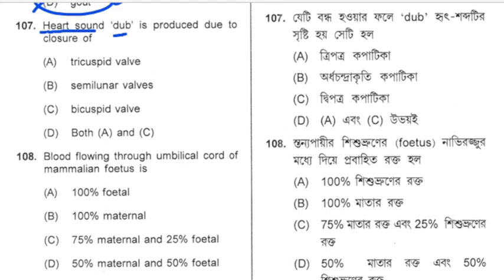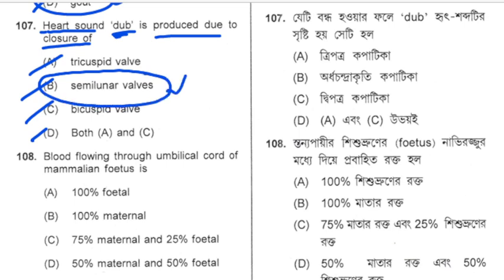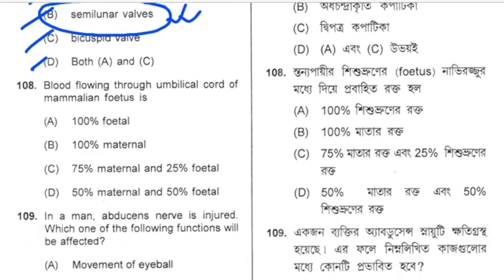Heart sound dub is produced due to the closure of tricuspid valve, semilunar valve, bicuspid valve, or both A and B and C. So this dub sound is basically due to the closure of the semilunar valve. When the semilunar valve closes, that creates a dub sound.